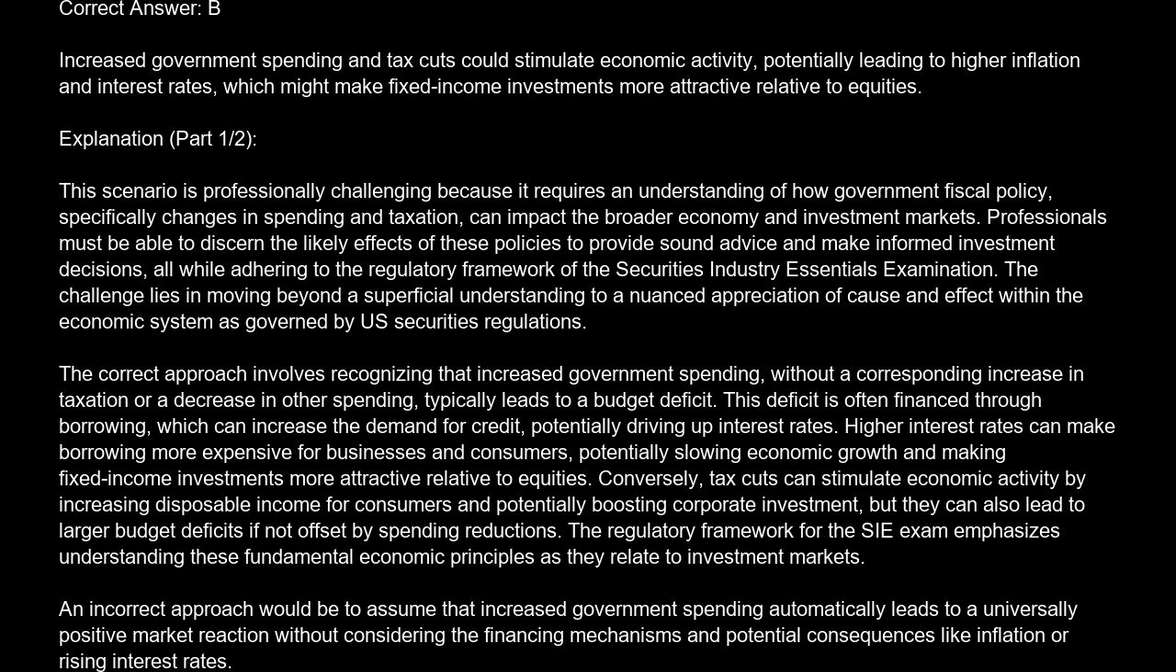Conversely, tax cuts can stimulate economic activity by increasing disposable income for consumers and potentially boosting corporate investment, but they can also lead to larger budget deficits if not offset by spending reductions. The regulatory framework for the SIE exam emphasizes understanding these fundamental economic principles as they relate to investment markets.